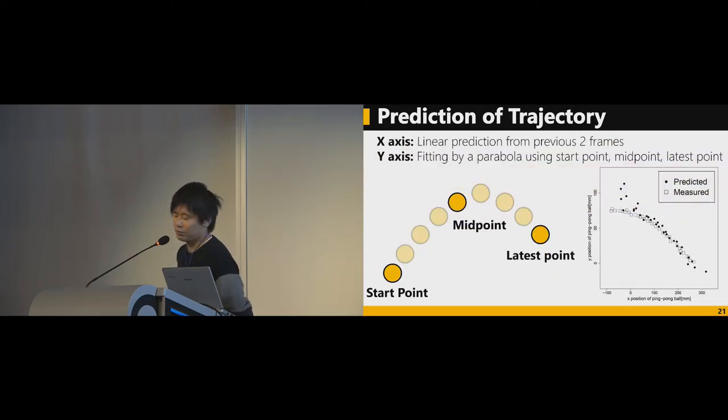This slide shows how to predict the trajectory. For the x-axis, we use a linear prediction from the previous two frames, which is a very simple method. For the y-axis, we fit a parabolic motion from the start point, the midpoint, and the end point of the trajectory. The left picture shows the result of the prediction. Black dots mean the predicted position, and squares mean the measured position. Therefore, this picture shows that Hopping-Pong can predict the trajectory.